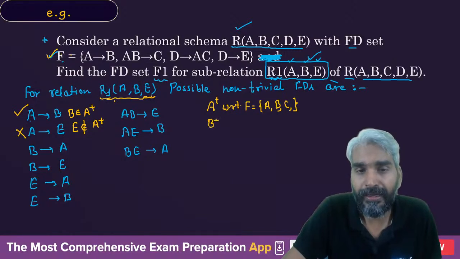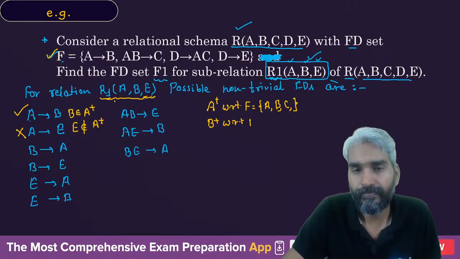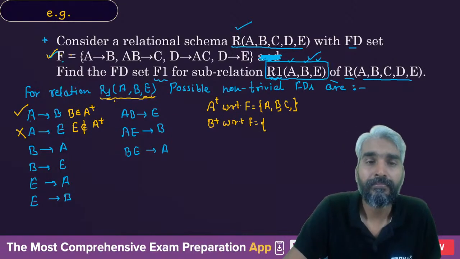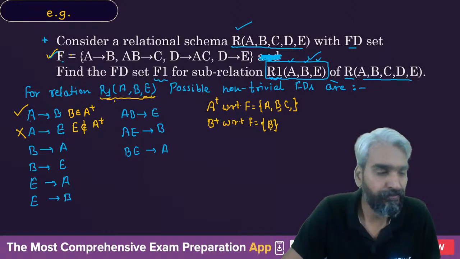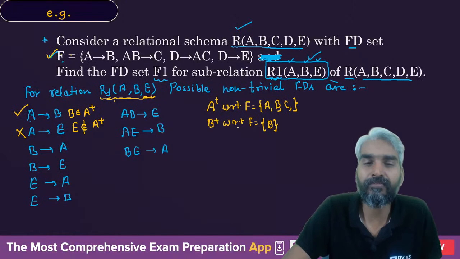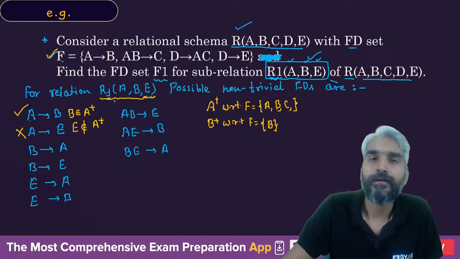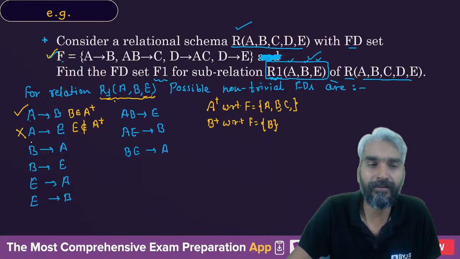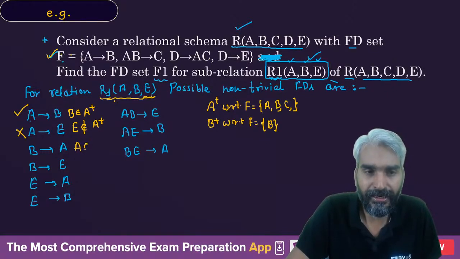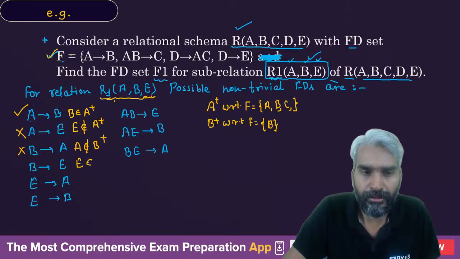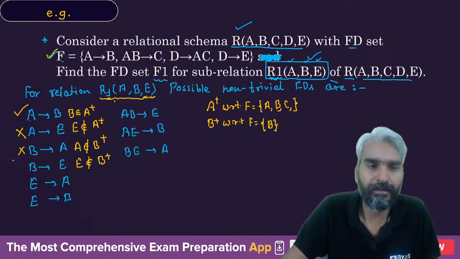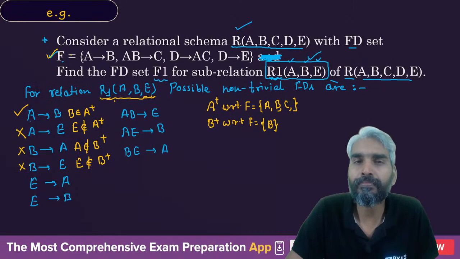We need to calculate B closure with respect to F. What is B closure with respect to F? B does not determine anything in FD set F. Therefore, B closure with respect to F will be B only. Therefore, you can say A does not belong to B closure, so B implies A is not present in the relation, and E also does not belong to B closure. Therefore, B implies E is also not present in the relation.